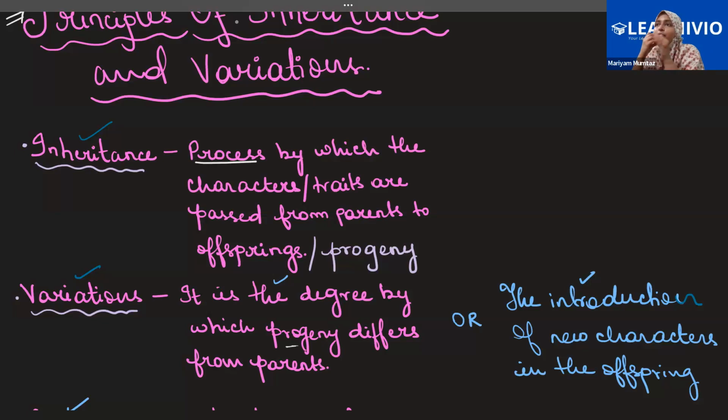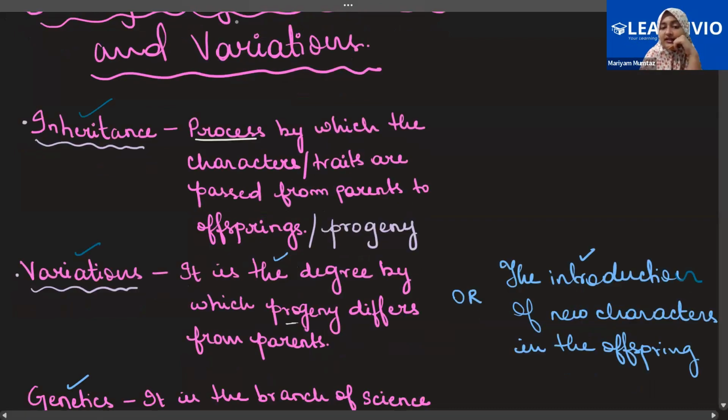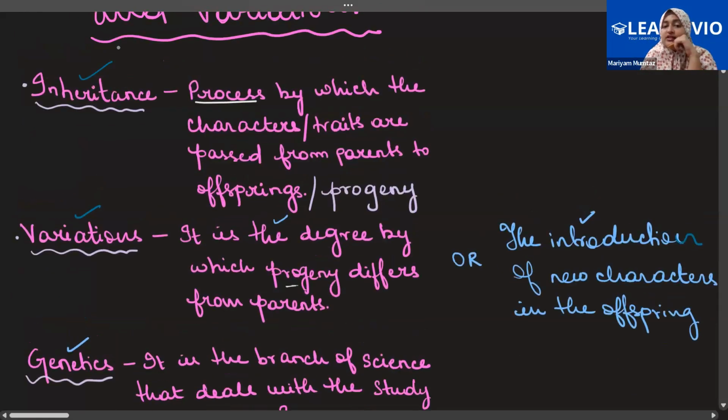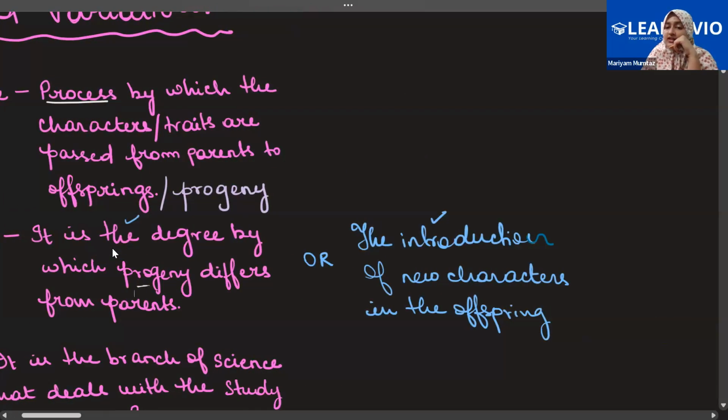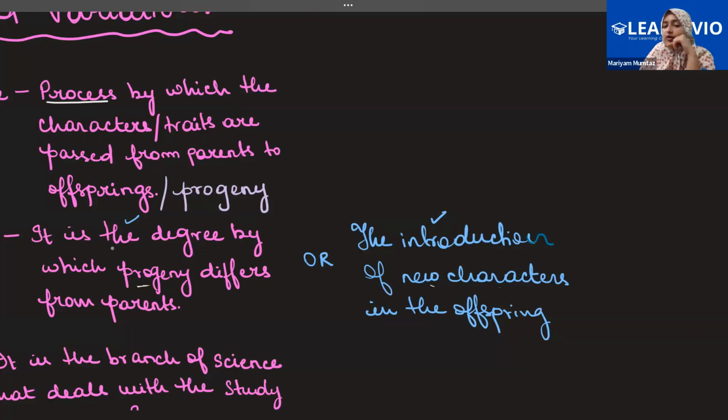But if someone were to see us side by side, they would say, okay, they are father and daughter, but to some extent I differ from him also. So that extent is variation. The degree by which the progeny differs from the parents is variation. Or the other way to define variation is that it is the introduction of new characters in the offspring. So when new characters are introduced in the offspring, that is variation.